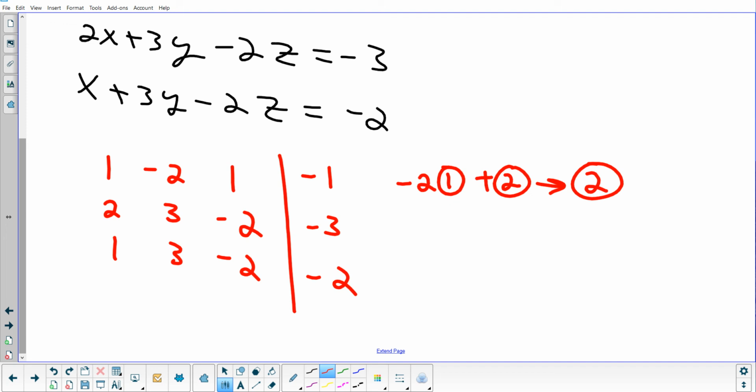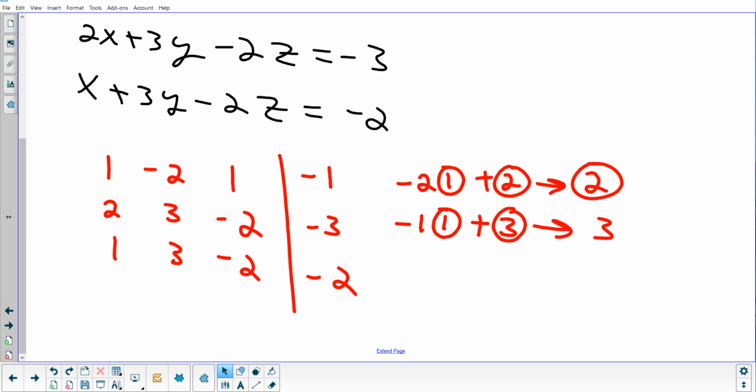And at the same time, let's do the bottom one. What could you multiply the top row by and then add it to the third row, so we get a 0 here? Negative 1. So we're going to do negative 1 times the first row, add it to the third row, and that's going to replace what's currently in the third row. So let's do those two calculations.